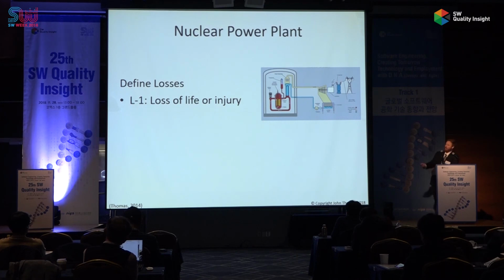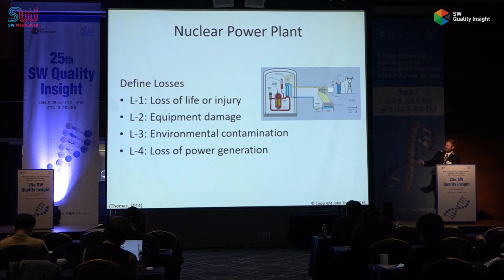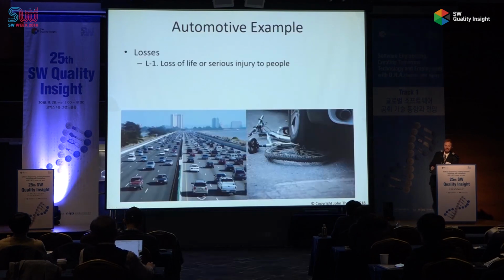For a nuclear power plant, we may have L1. This is going to come up a lot if you do safety. But we don't have to stop there. We can look at other losses. What about equipment damage? What about environmental contamination? What about loss of power generation? Loss can be anything you want to prevent. That's where we start with STPA.